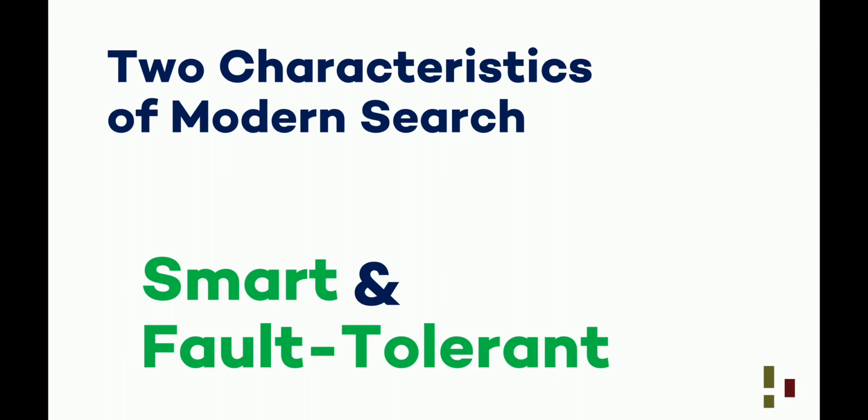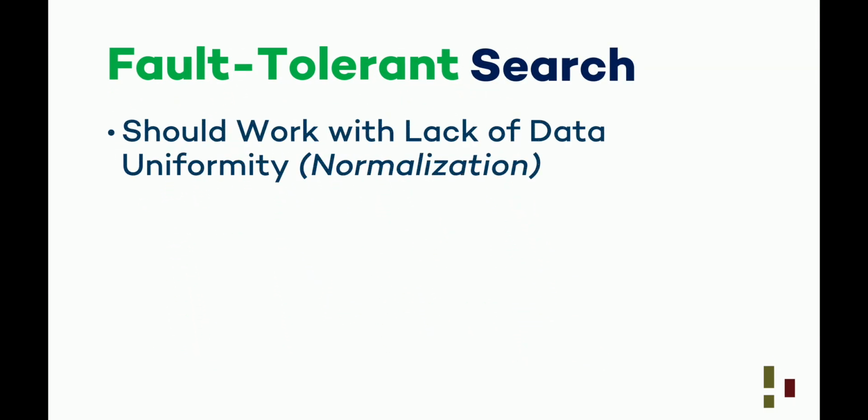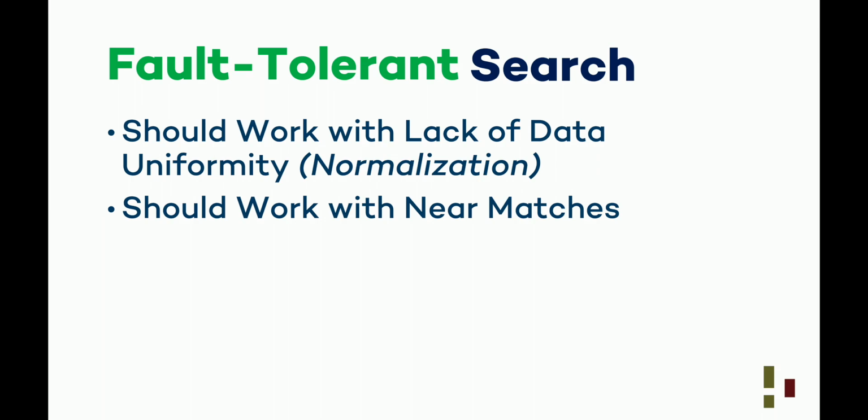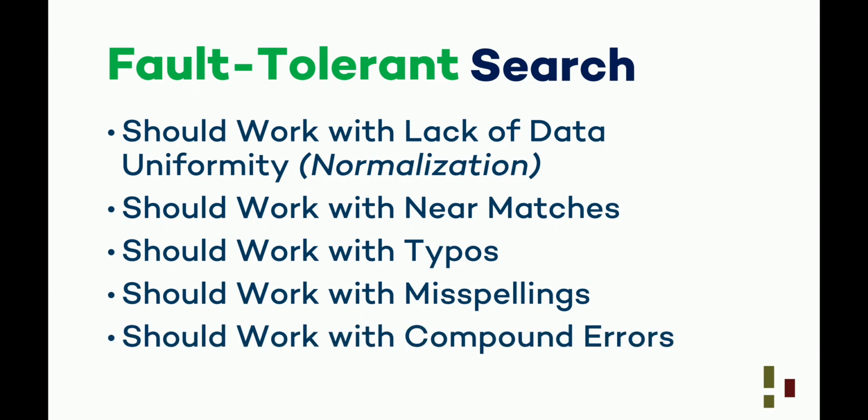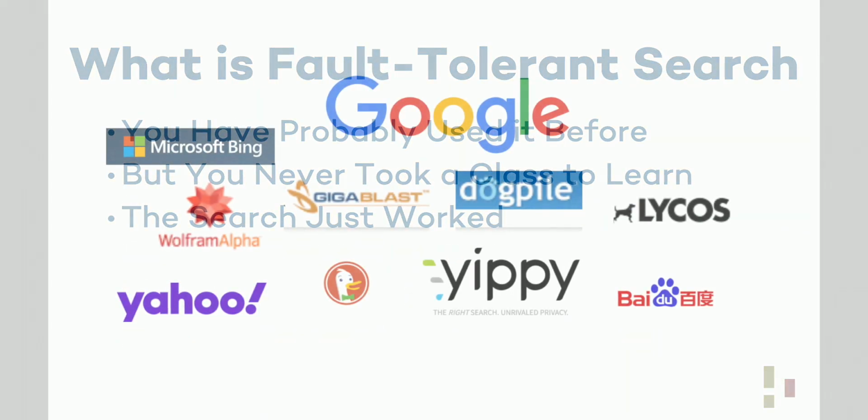Let's turn our attention now to what it means to have search that's fault tolerant, in addition to being smart. Fault tolerant search really should create data standardization on the content and format of the data fields that it's searching. That's called normalization. Very few organizations and EHRs actually normalize their data, that is, standardize it. And comparisons should work even with all the data errors, the near misses, the typos, the misspellings, compound errors. Fault tolerance should be baked into the search so we still find what we're looking for.